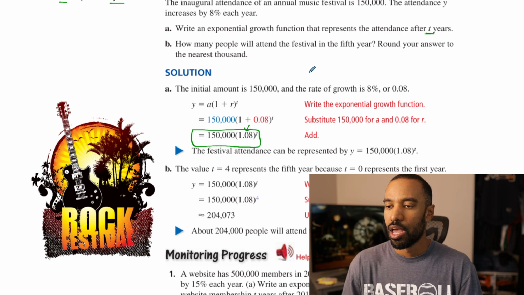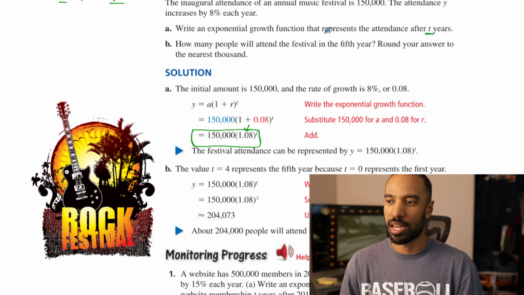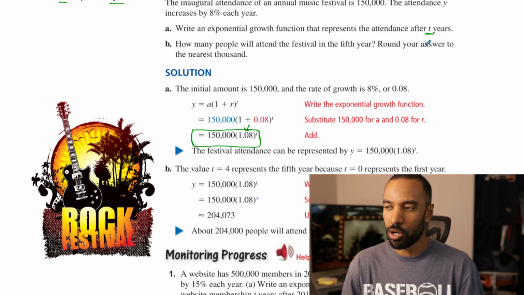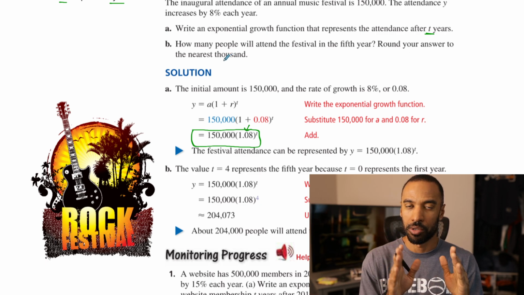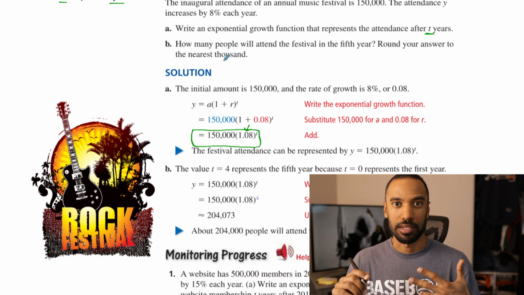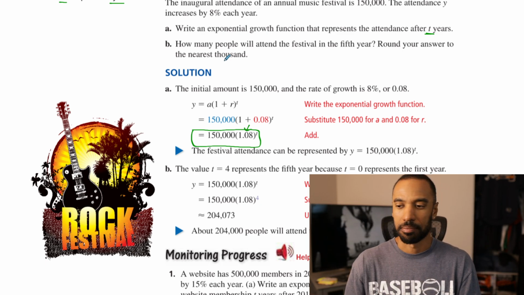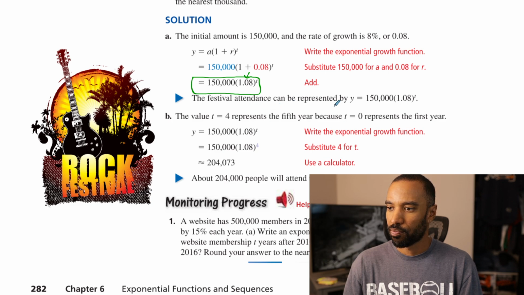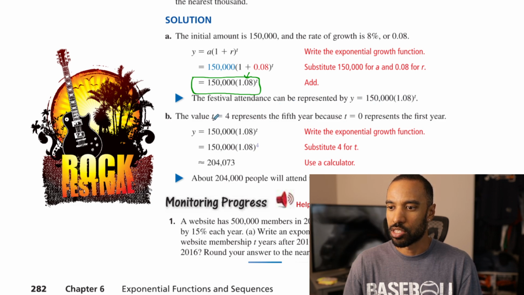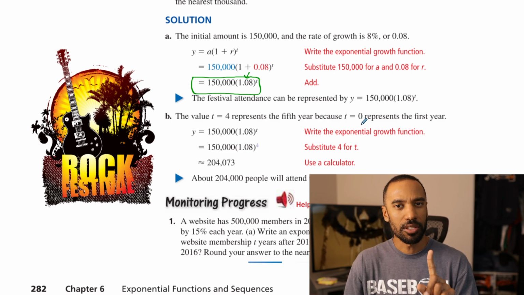That's the growth function. Part B, how many people will attend the festival in the 5th year? Round your answer to the nearest 1,000. Not thousandth, not 3 decimal places, but so that way there are only zeros, like a 960,000, things like that. So let's see what they get here. The festival attendance can be represented. Oh, there it is. Okay, so the value t equals 4 represents the 5th year because t equals 0 represents the 1st year. That's a little tricky.